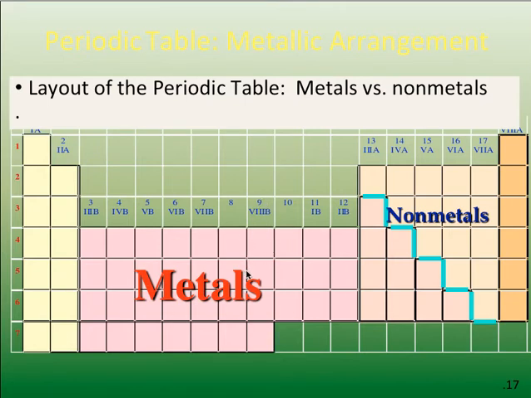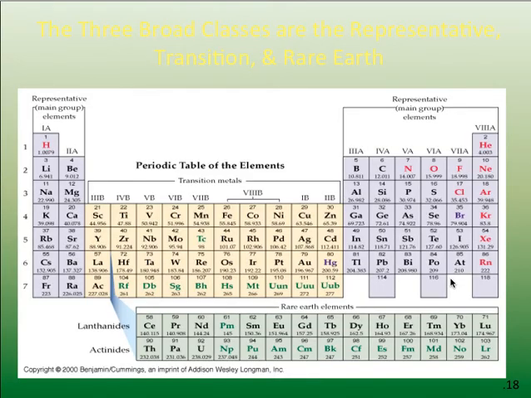Metals, the majority of the periodic table, are mostly solids, with the exception of mercury, which is a liquid at room temperature. You have the nonmetals on the right-hand side and the metalloids in between.